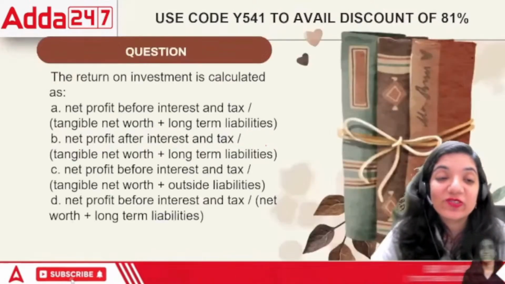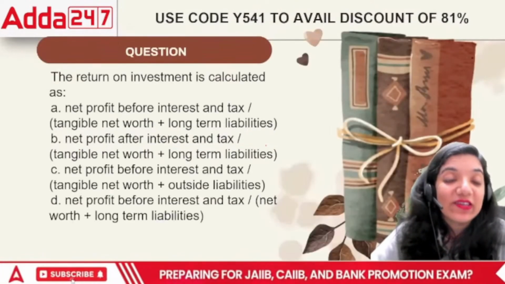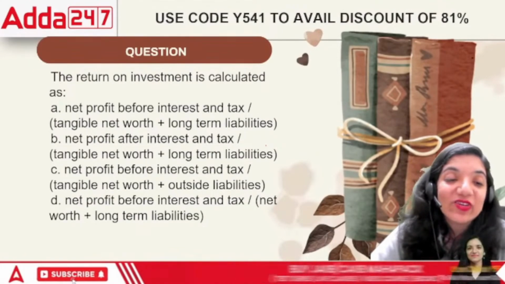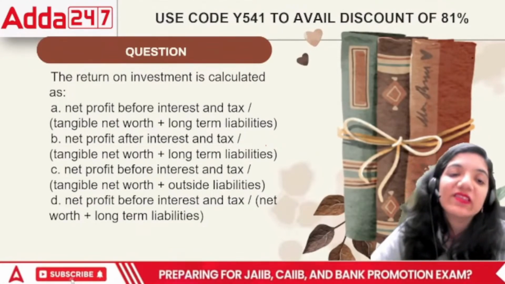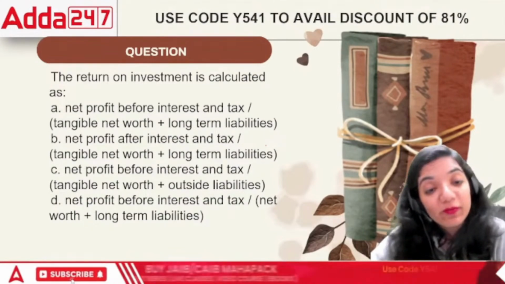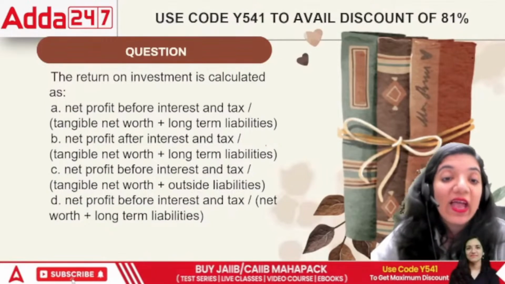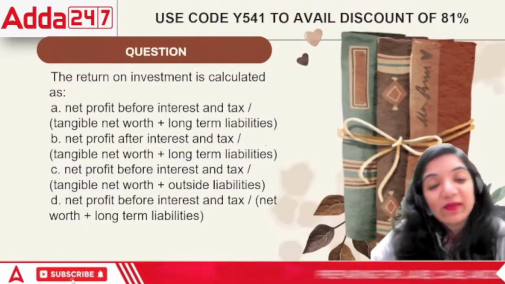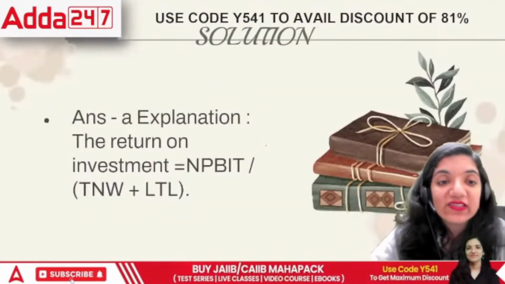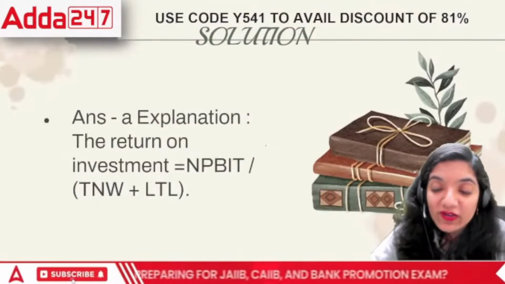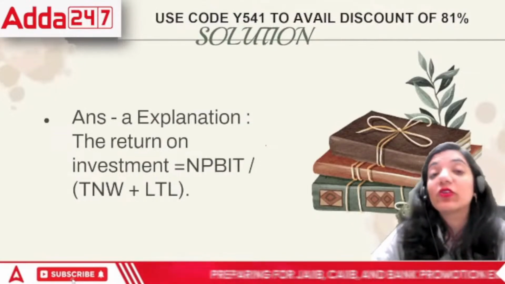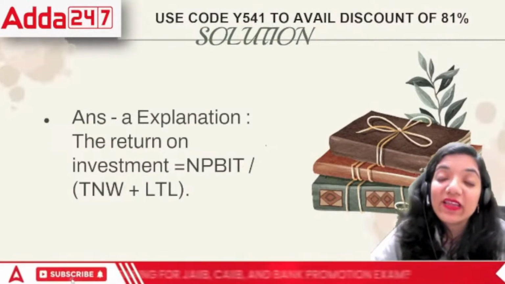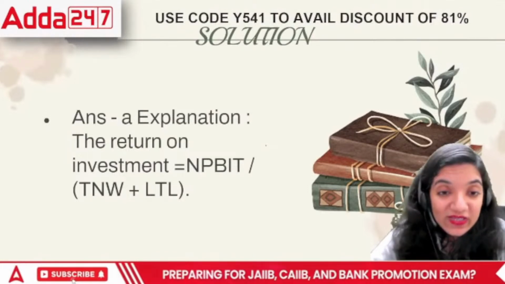The return on investment is calculated as net profit before tax divided by tangible net worth plus long-term liabilities, or net worth plus long-term liabilities, and there is net profit after tax, or net profit before tax and tangible net worth and outside liabilities. Normally it is net profit before interest and tax, divided by the total net worth of the organization plus the LTL, that is long term loans. Why? Because the capital employed means the money invested in the business for a long period of time would be considered in this area.